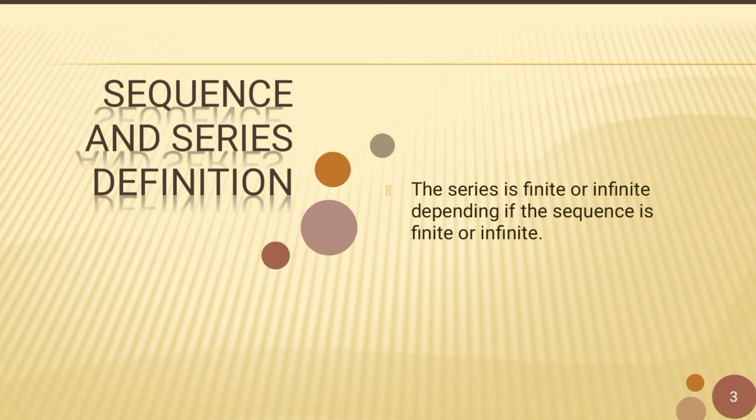Next, a sequence can be defined based on the number of terms, either a finite sequence or an infinite sequence. If a1, a2, a3, a4 is a sequence, then the corresponding series is given by a1 plus a2 plus a3 until an. The series is finite or infinite depending on whether the sequence is finite or infinite.